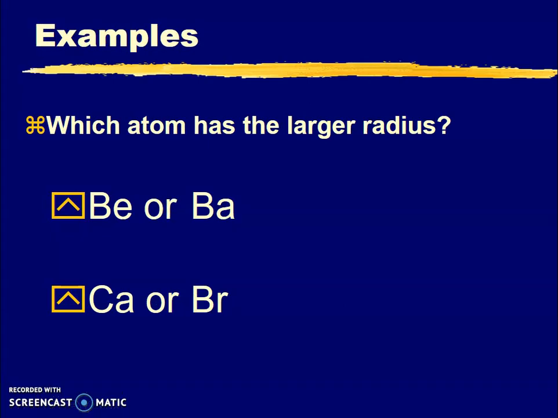Okay, so let's do some practice. Looking in your notes and at your periodic table, I want you to find these two elements, Be and Ba. Look at their location. Think about the pattern that we studied with radius. Which one do you think is going to have a bigger radius, Be or Ba? The answer is Ba. And I meant to have that second one show up differently. My apologies. I didn't know they were going to come up together. So Ca or Br, take a look at those two. Look at the pattern. You should see that Ca is going to have a larger radius.